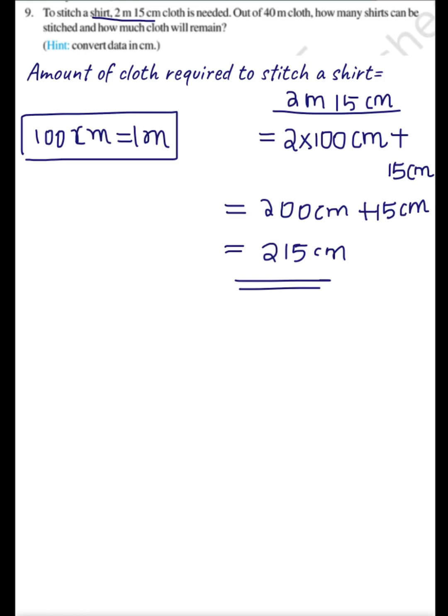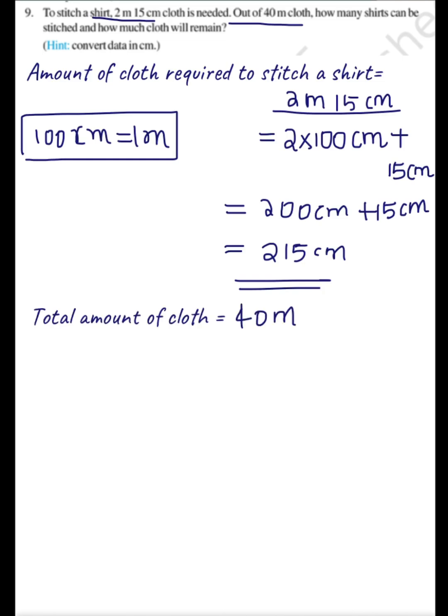Now, out of 40 meter cloth, how many shirts can be stitched? That is the first question. And how much cloth will remain? Okay, so out of 40 meter cloth means what? That is, the total amount of cloth is equal to 40 meter. Let's write it. Total amount of cloth is equal to 40 meter.